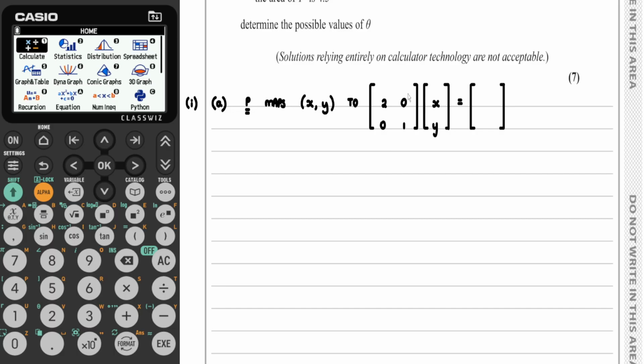We've got 2 times x plus 0 times y, so that's 2x. And then we've got 0 times x plus 1 multiplied by y, which is y. So P maps the point x, y to the point 2x, y. The y has remained the same, the x has doubled from x to 2x, and so we have a stretch with scale factor 2 parallel to the x-axis.